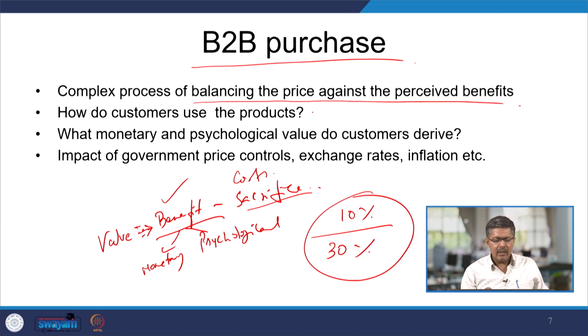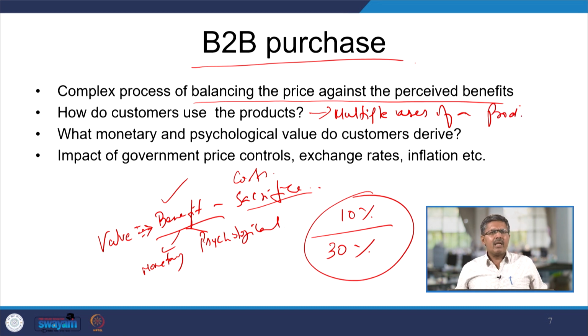How do customers use the products? For example, in B2B, one interesting behavior is that there could be multiple uses of a product, right. One product can have multiple users, multiple applications. Now, in such a condition, if a product has too many applications and can be used in multiple places, do you not think the demand for the product or the price of the product should be higher than the competitor's product? So, that is where marketers also have to see how the customers use the products.